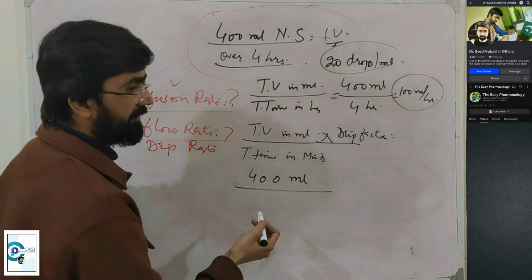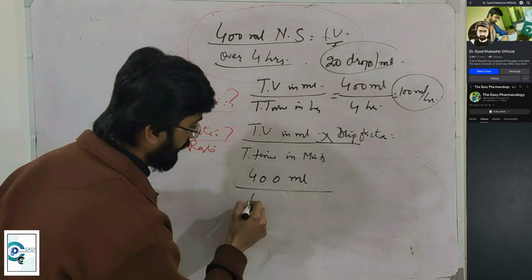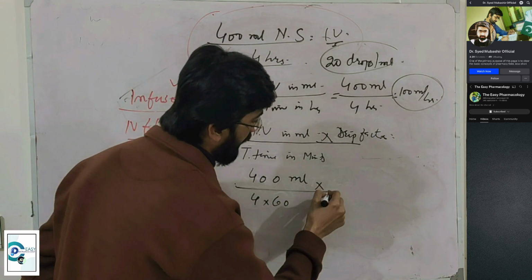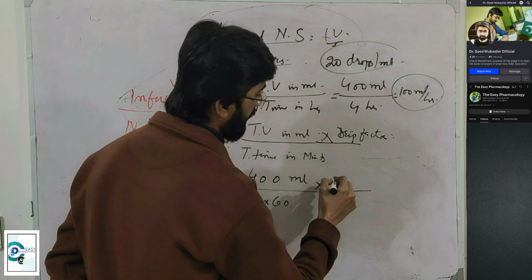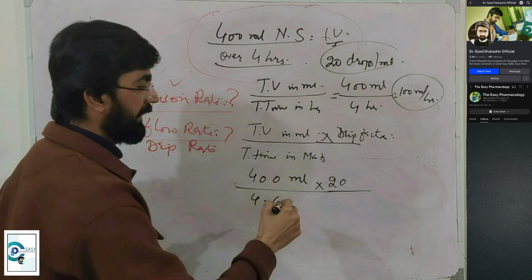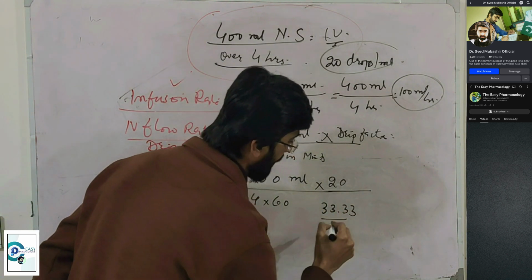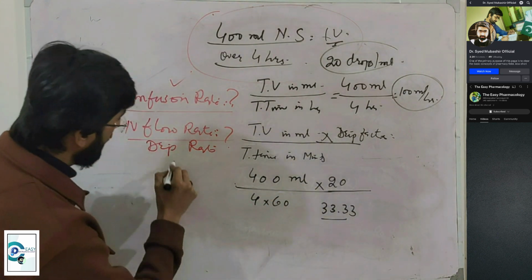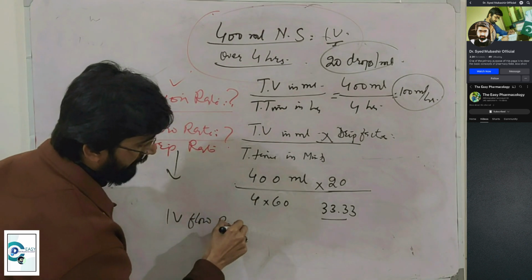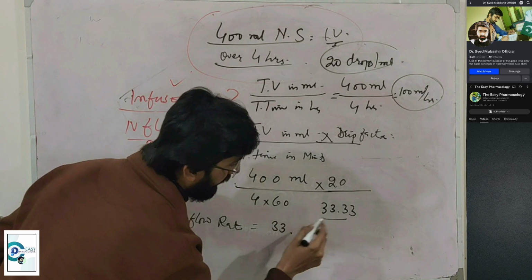4 hours into 60 minutes, 1 hour. This is 4 hours, and each hour is equal to 60 minutes, and multiplied by drip factor, that is 20. So if you calculate this, the answer will be 33.33. Okay, so this is the IV flow rate. The value is 33.